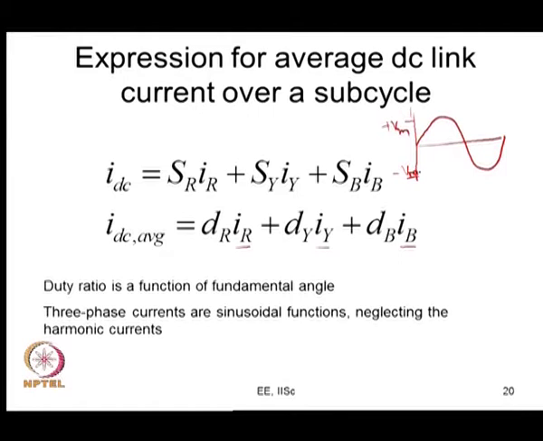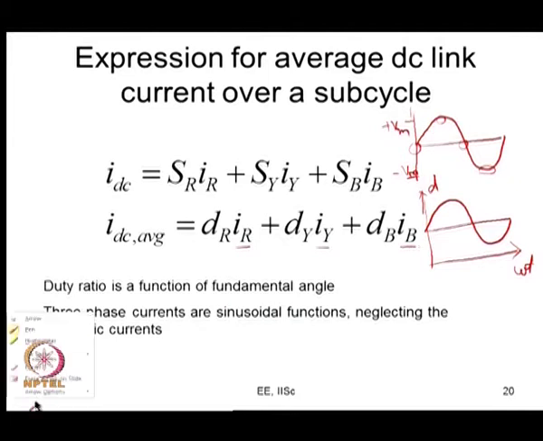So, what happens to the duty ratio? The duty ratio is 0.5 here and the duty ratio is maximum here. It is 0.5 here and the duty ratio is minimum here. So, the duty ratio actually varies about 0.5. It goes through a maximum and it goes through a minimum. This is how the duty ratio varies as a function of the fundamental angle. So, you can see that the duty ratio can be expressed as a function of omega t, the fundamental angle. These are all expressed as functions of the fundamental angle. Therefore, you can have IDC average also in that.